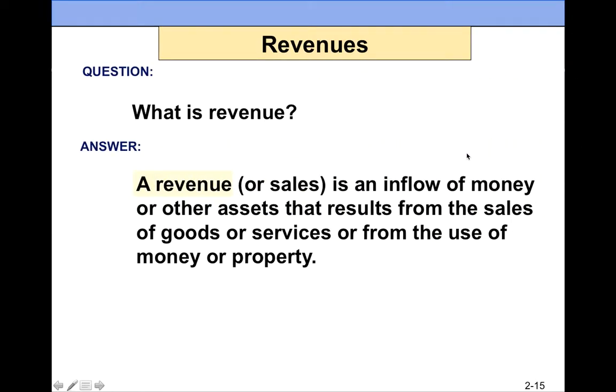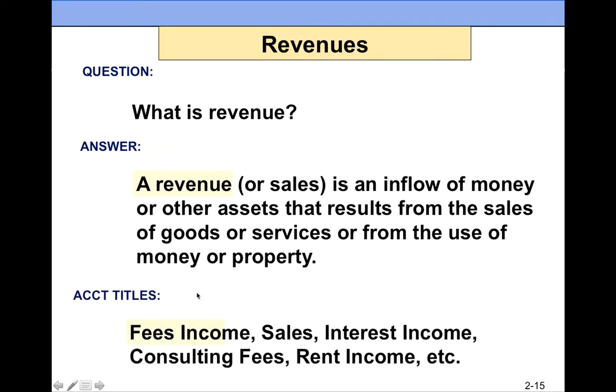And here is a definition of revenues. Revenues could be called sales. It's the same thing. Doesn't matter how you call it. Revenues or sales. It's an inflow of money or other assets that results from the company's operations. So it's an inflow, incoming, positive, money or other assets. It doesn't have to be cash. We could have barter from the sales, from the operations of the business, normal operations.